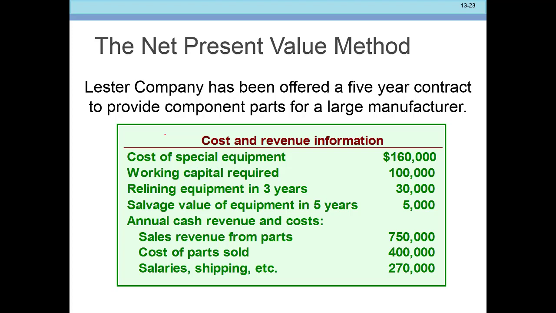What else? We will be able to sell the equipment at the end of the project in 5 years for a salvage value of $5,000. So that's an amount that's going to be coming in, but it is what? Several years down the road, isn't it? Okay, so we're going to have to use present value accounting for this. Then what? On an annual basis, we'll have sales revenue of $750,000. The cost of the parts sold will be $400,000. We have to pay salaries and shipping, so we're going to have to calculate a net cash inflow from this investment, right? And all of this is going to have to use present value accounting in order for us to figure out whether or not we should do this investment to see if it has a positive net present value.